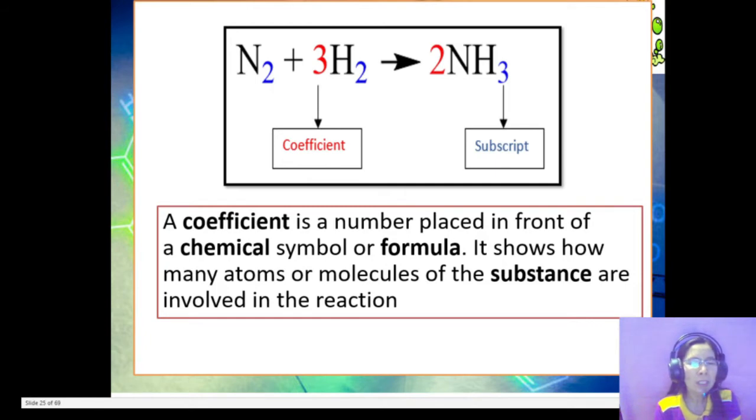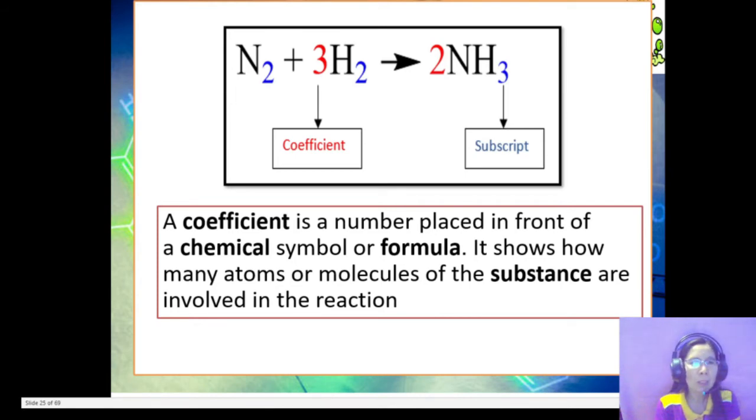Excellent. A coefficient is a number placed in front of a chemical symbol or formula. It shows how many atoms or molecules of the substance are involved in the reaction. For example, in the chemical formula, the 3 before hydrogen gas on the reactant side is a coefficient, while on the product side, the number 2 before the chemical formula of ammonia is also a coefficient.